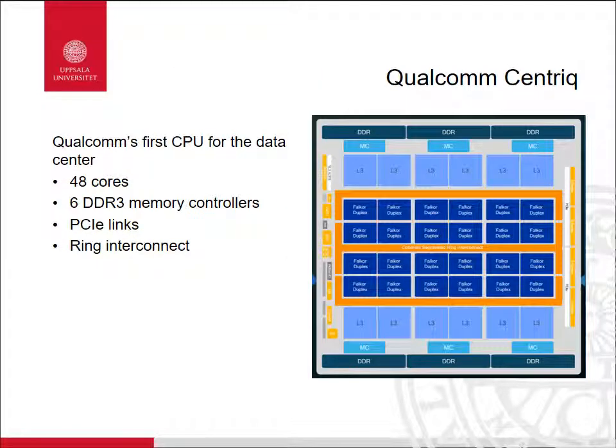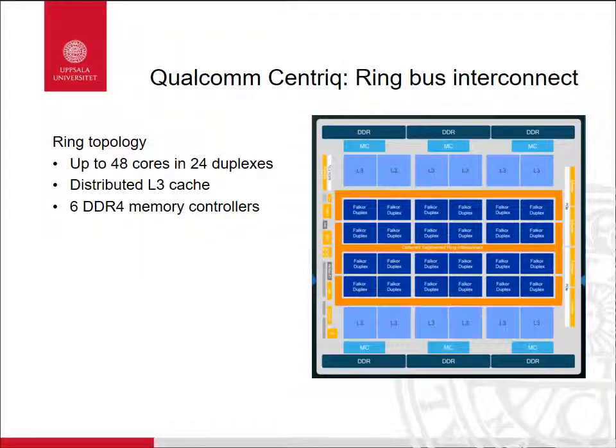Now let's move on to the Qualcomm Centriq processor. Now let's have a look at how the processors, the I/O components and the memory controllers are connected together in the Centriq processor. The interconnect in the Centriq processor is a bidirectional ring bus.